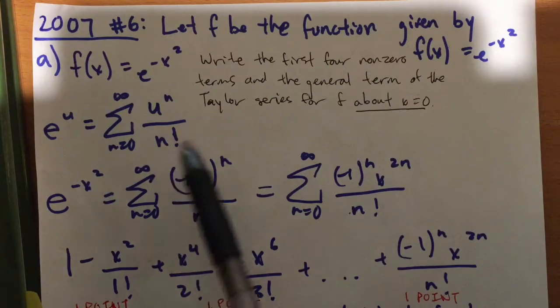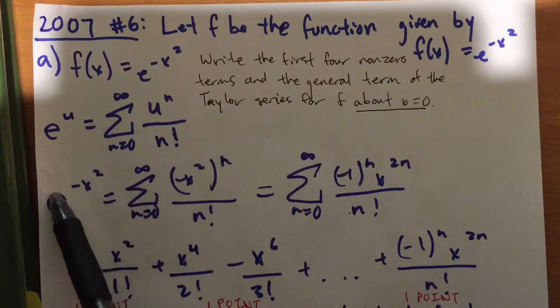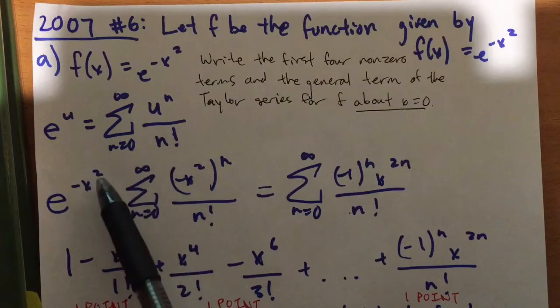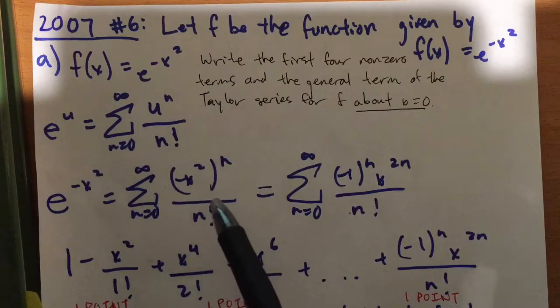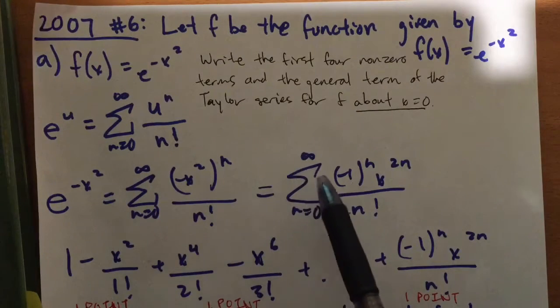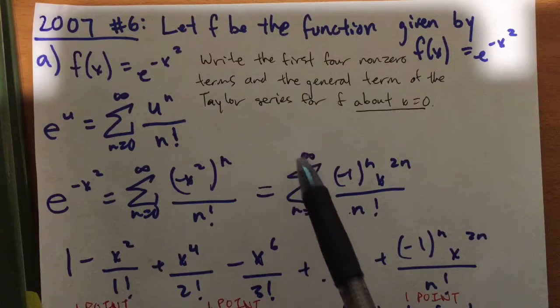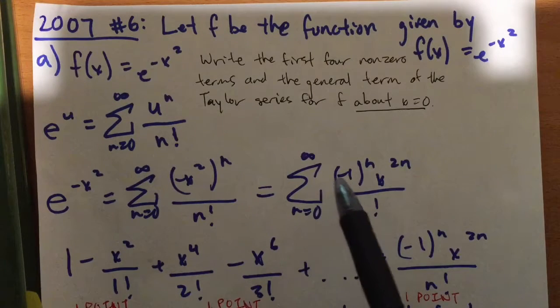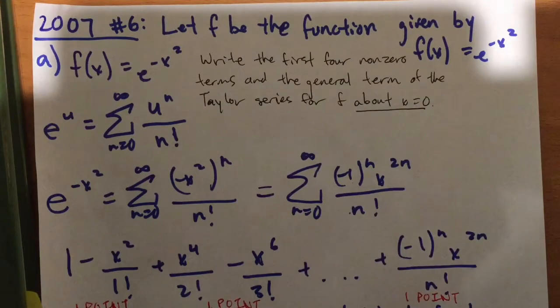Since our u in this case is actually negative x squared, we substitute negative x squared for u in the Maclaurin series formula, and we get that e to the negative x squared is approximated by the sum from n equals 0 to infinity of negative 1 to the n times x to the 2n over n factorial.